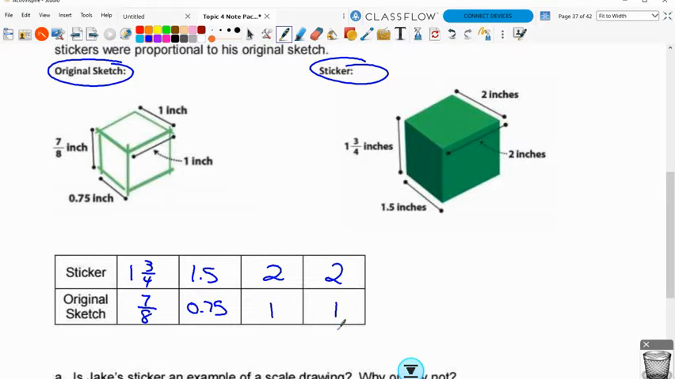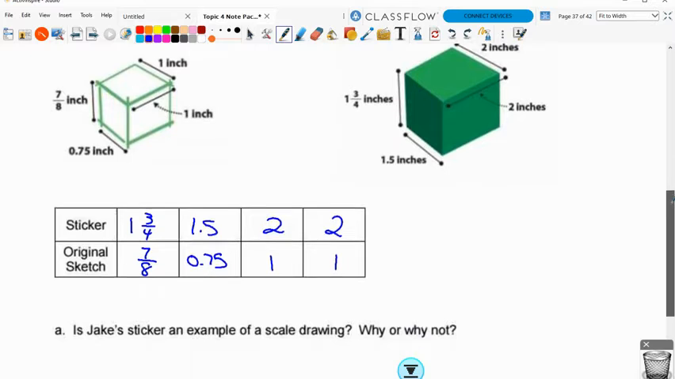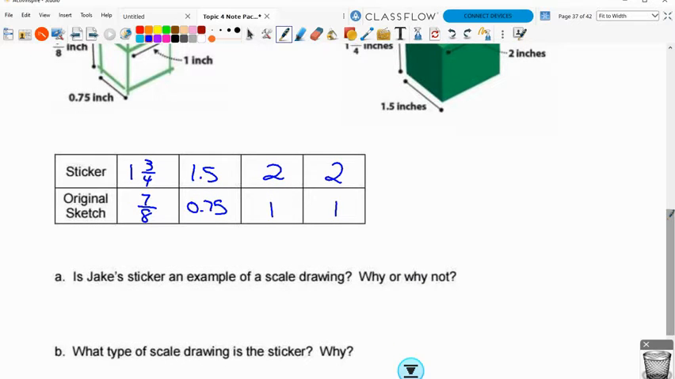All right. We want to know if the sticker is proportional to the original sketch. Now, the size of the sticker depends upon the original sketch. So the sticker is your dependent variable y. That means your original sketch must be x. And we're always setting up our ratios as y over x.